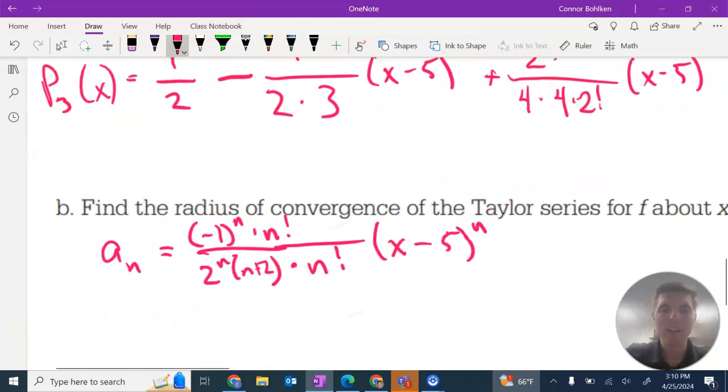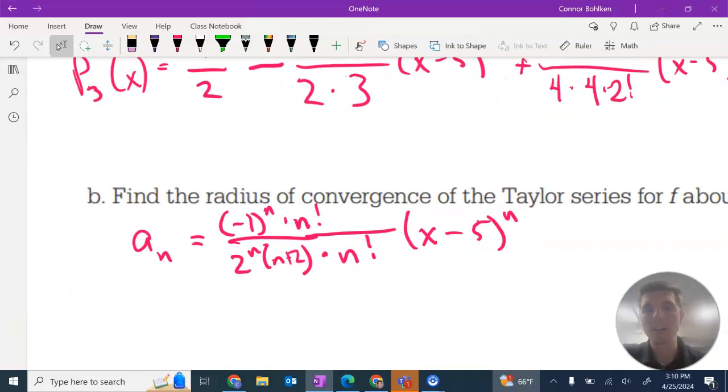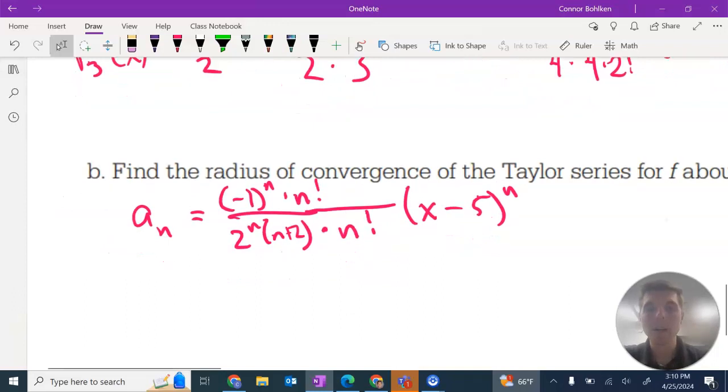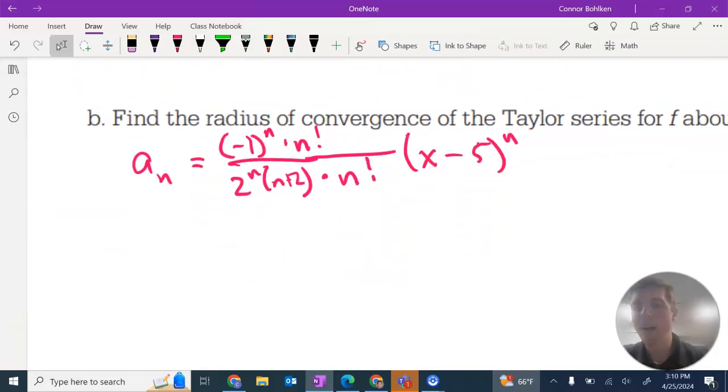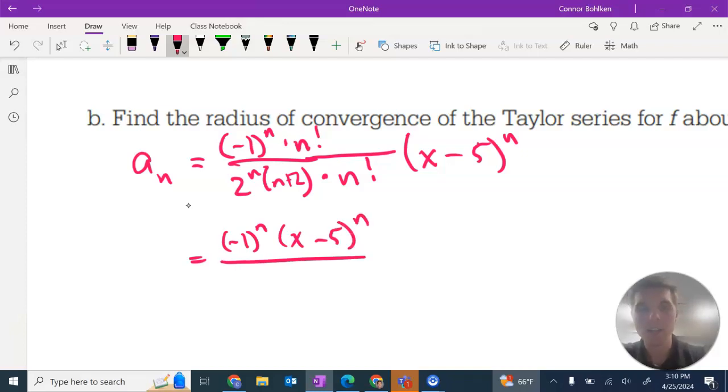Here is my general term. This is my a_n term. I'm going to simplify just a little bit, because then I won't have to when I do the ratio test. So the n factorials cancel. We'll leave (-1)^n here for now, but obviously once I do the ratio test, that's gone. And then on the bottom, 2^n times (n+2). Okay, cool. Here's my general term. When we're doing the ratio test, use this one.